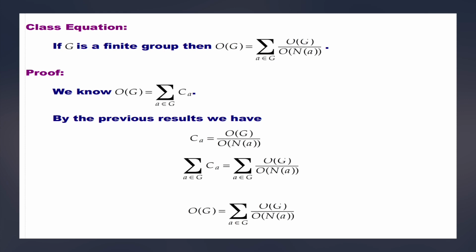Finally, we come to the main part of this section, which is the class equation. If G is a finite group, then the order of G is equal to the summation, over all elements A in G, of order of G divided by order of N(A). The proof: we know the order of G is equal to the summation over all elements A in G of C(A). By the previous result, C(A) is equal to order of G divided by order of N(A). So the summation of C(A) over A in G equals the summation over A in G of order of G divided by order of N(A).